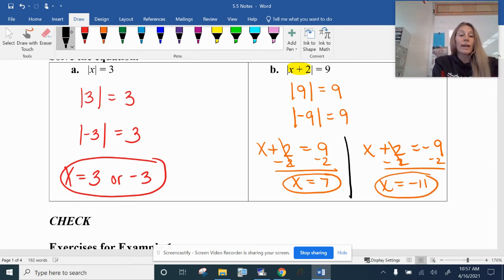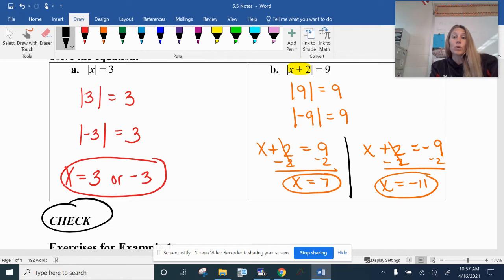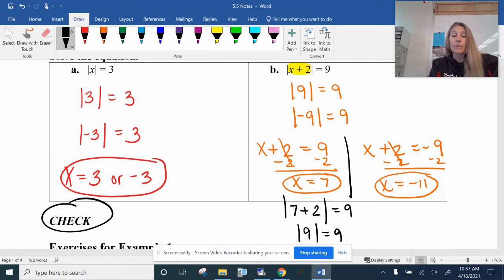So now let's check it and see why this works. If I were to substitute in a 7 for this first one here, I would have 7 plus 2 in my absolute values, which of course equals positive 9, and the absolute value of 9, or the distance of that number away from 0, is 9.